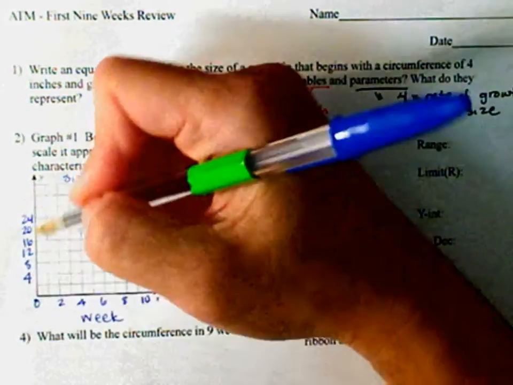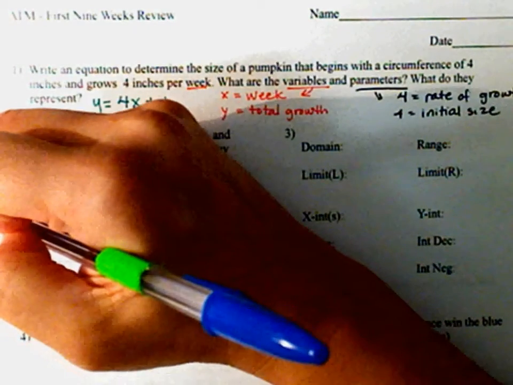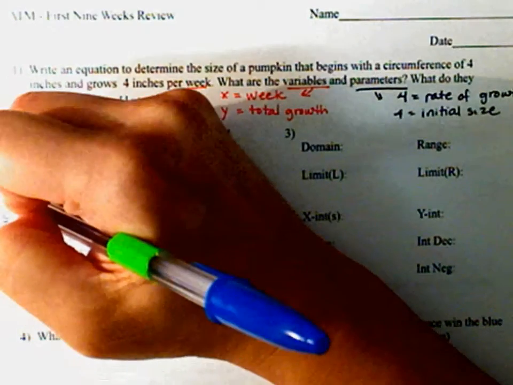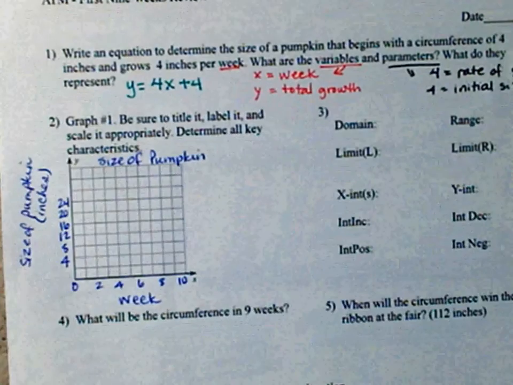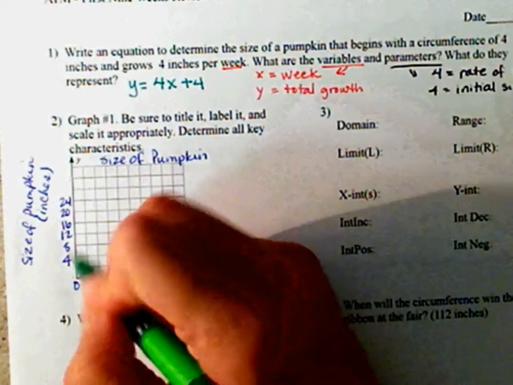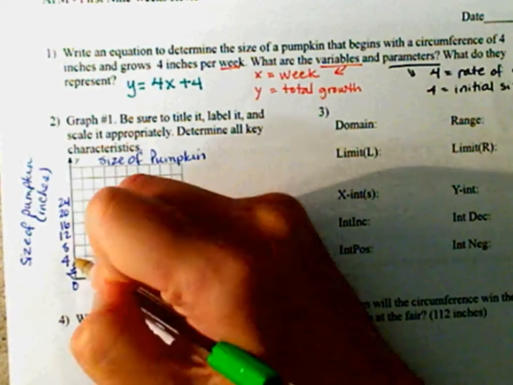So what is this over here? This is the size of pumpkin. And it is measured in inches. So make sure you label what it's measuring in. Okay, the unit is very important. All right, and then I'm going to add this part to it because I didn't start exactly. But if you did, that's fine.